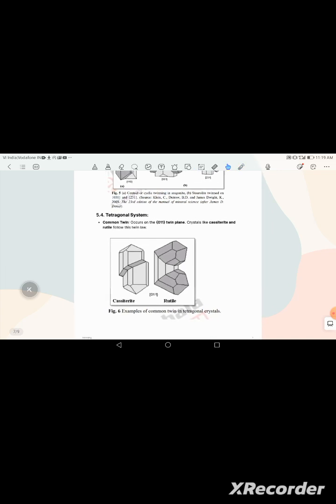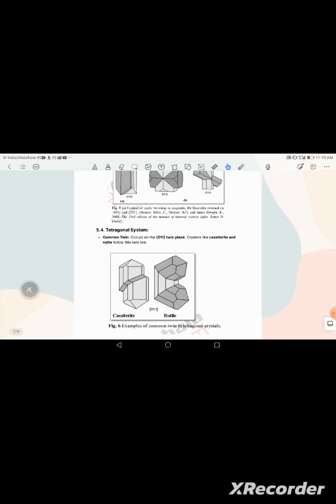Then comes the tetragonal twins. Cassiterite and the rutile show the twinning. How to draw these diagrams? These diagrams are very important in tetragonal. So the plane is 011 type, and the crystals are cassiterite and rutile.